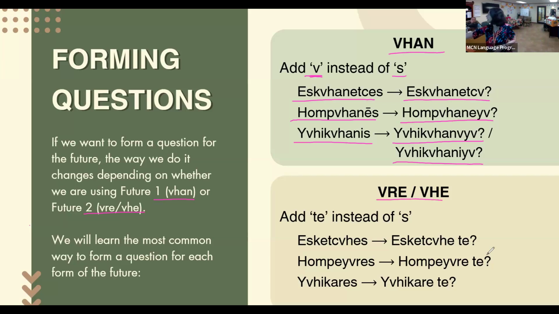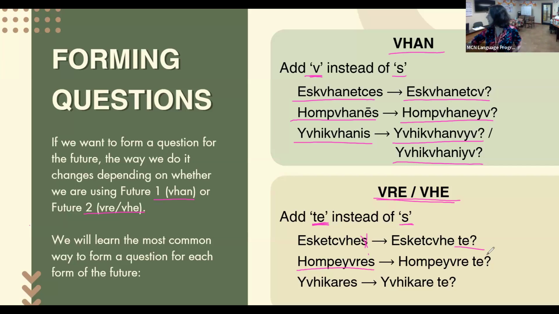For a he or a he, you add D instead of S. These are the most common ones. D instead of S. So iskitjahis, iskitjahis, or iskitjahis. Take off our S and we add D instead. So iskitjahidi, iskitjahidi. So will you drink? Will you drink?